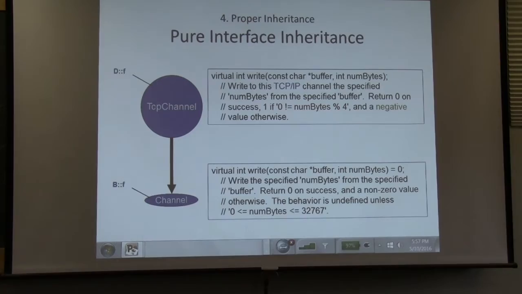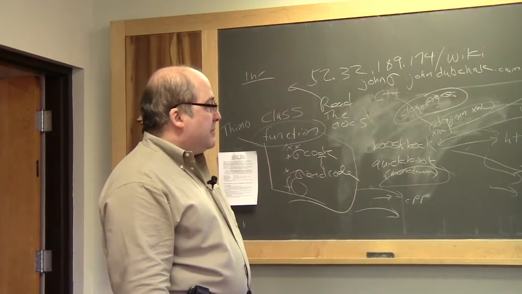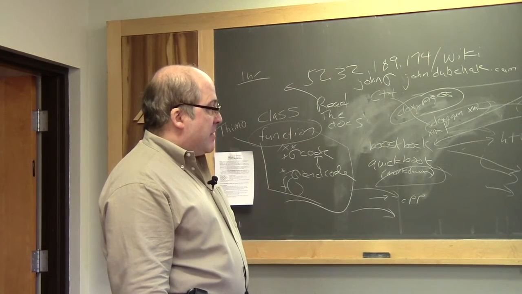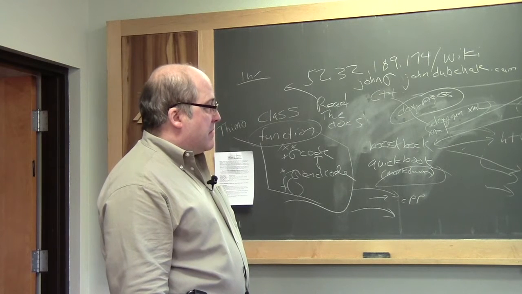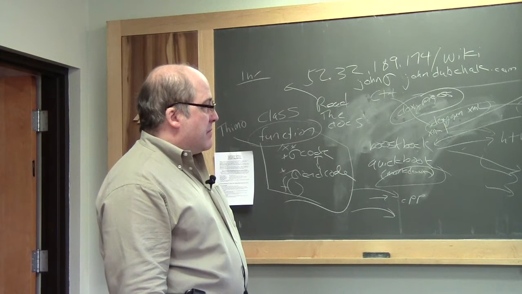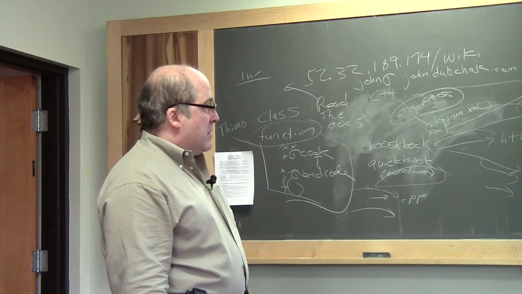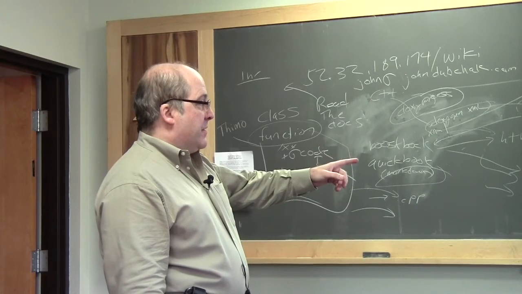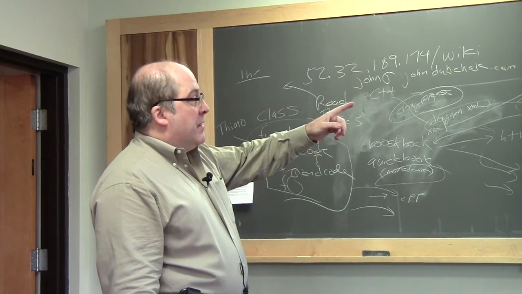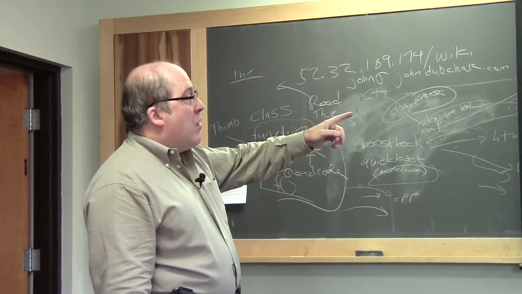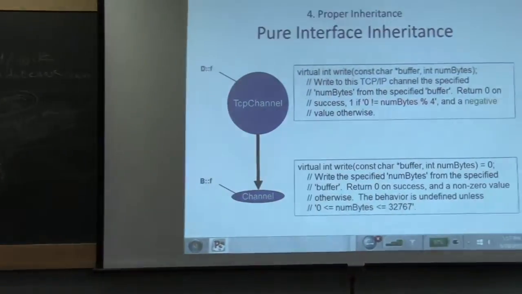Yes, sir. I would say that it's not okay because the base class is saying if it was successful, we return 0. Whereas the derived class, unless num bytes mod 4 does not equal 0, then it's not successful. Well, the bottom one says it returns 0 on success and a non-zero value otherwise. And the top one says it returns 0 on success, 1 if 0 is not equal to num 4. So in other words, it's not successful for that reason.